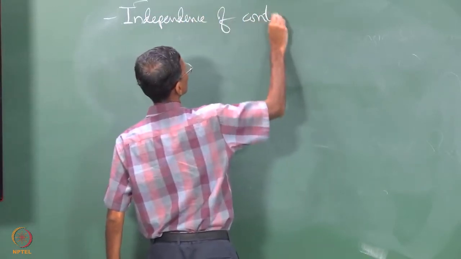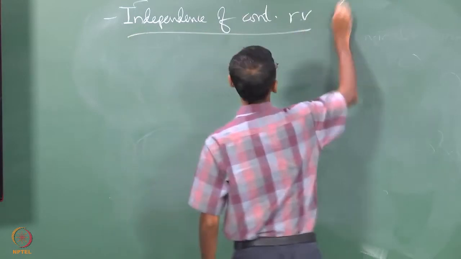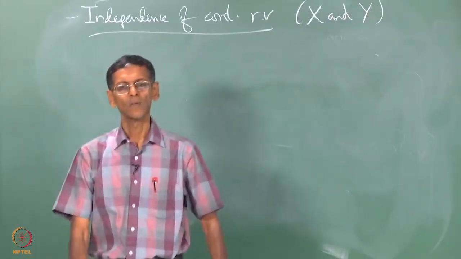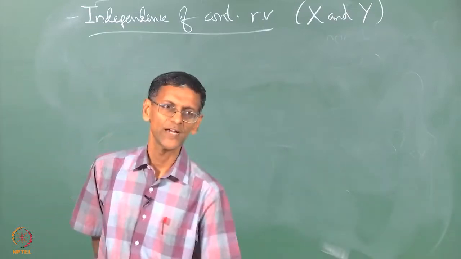So let us start with the independence of continuous random variables, say X and Y. I am first going to take the situation.